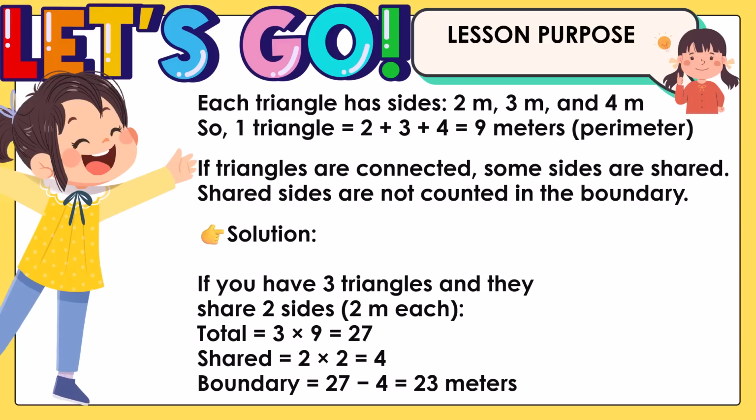Here's the solution. If you have 3 triangles and they share 2 sides or 2 meters each, total is equal to 3 times 9 equals 27. Shared, 2 times 2 is equal to 4. Boundary, 27 minus 4 is equal to 23 meters.